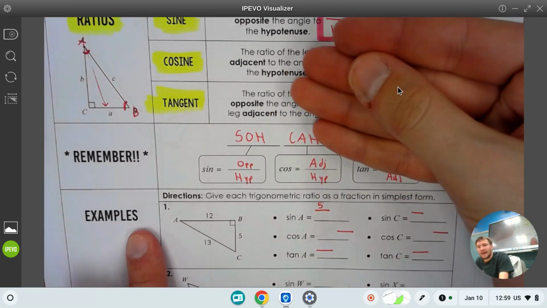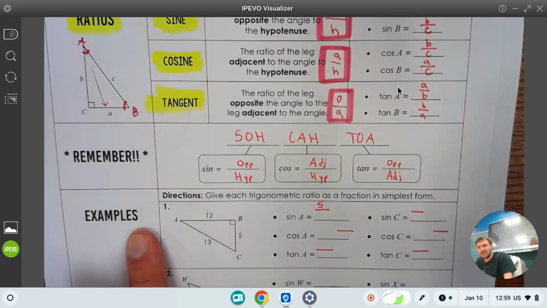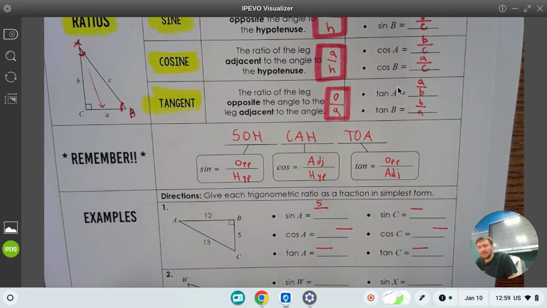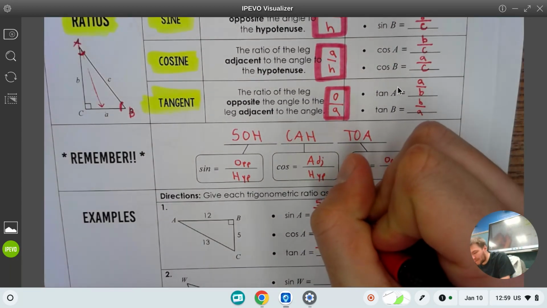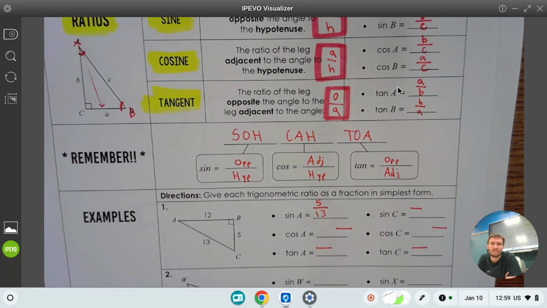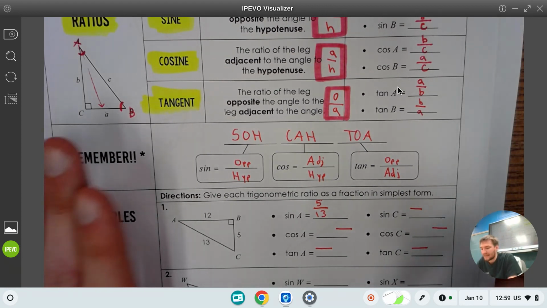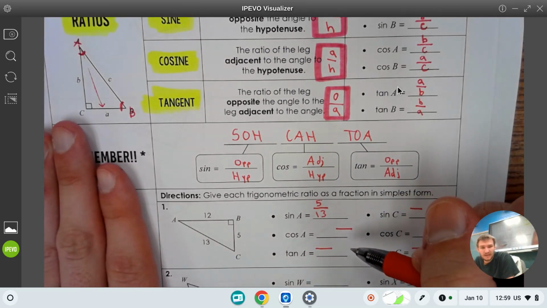So, SOH, hypotenuse goes on the bottom. Which number is the hypotenuse number? 13. So we put 13 on the bottom. All right, then we just move on. We don't have to do anything. We just go next, okay? Up next is going to be cosine.